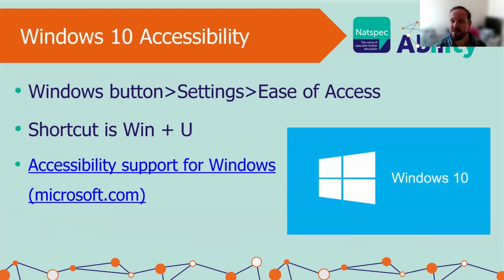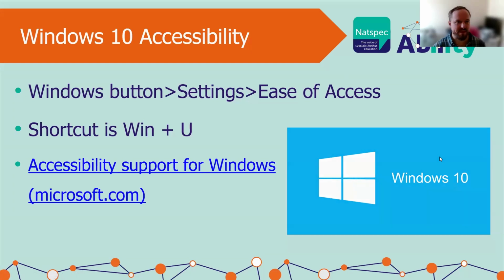So starting with Windows 10 accessibility, as I know that I've spoken to some of our colleges and you're still using Windows 10. So just to mention that to access the built-in accessibility settings, if you press the Windows button, start typing in settings, go to settings, then you're looking for the ease of access center. There is a shortcut of if you hold Windows and then press U, and that'll take you to the same place. And I've included the link there, which will give you more details on the options that you can do within there.